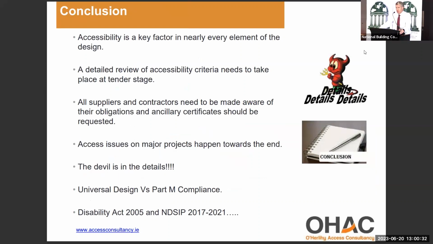I also highly recommend that, for architects or engineers or agents, a detailed review of accessibility criteria takes place at tender stage, because you're getting into the specifications then. So you've done your DAC application, you've said that your toilet's going to be X, Y, and Z. You're now looking at the detail, and you need to make sure you get the detail right. Suppliers and contractors need to be aware of their obligations. So again, there's an education piece for the contractors and suppliers that needs to be looked at.